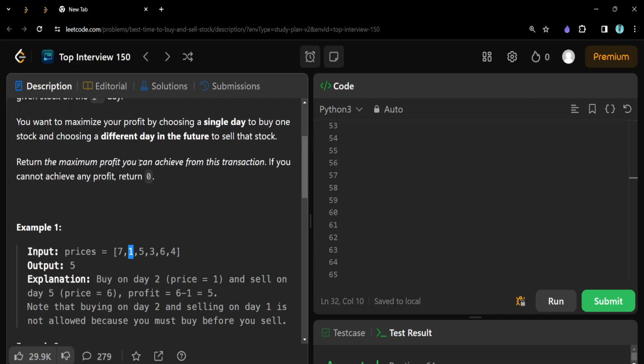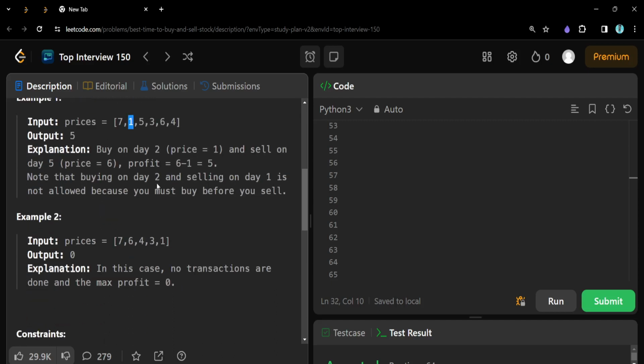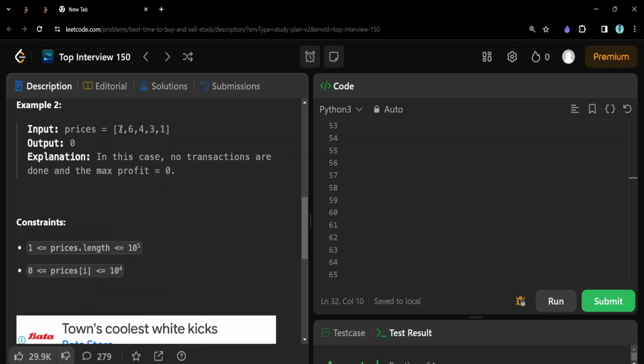Return the maximum profit you can achieve from this transaction. If you cannot achieve any profit, return 0. Okay, so let's see the profit 0 example. So here if you see the stock prices are decreasing, right? On day 1 it was 7, day 2 it is 6, day 3 it is 4, and 3 and 1, so it is decreasing continuously, right? So let me explain you with the help of this.